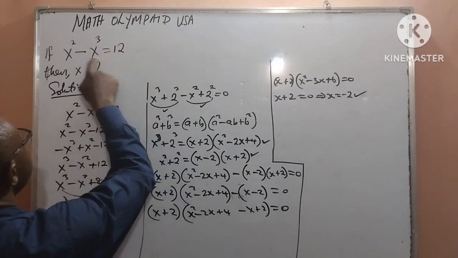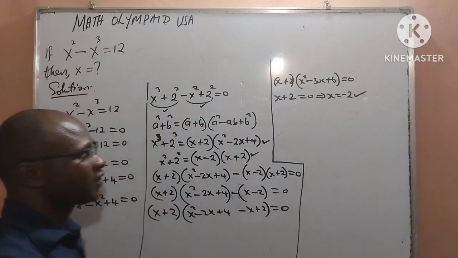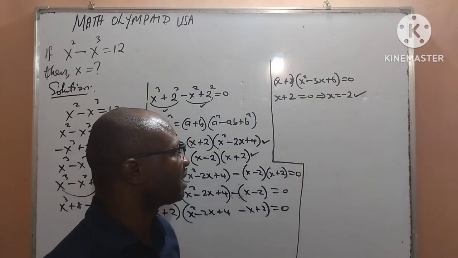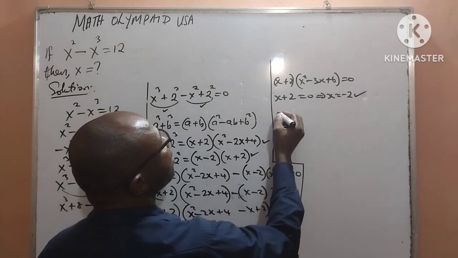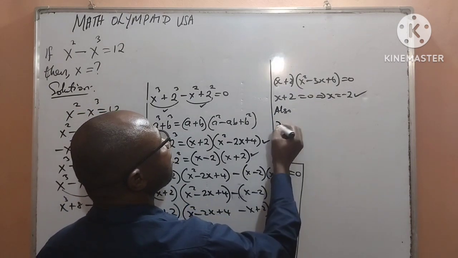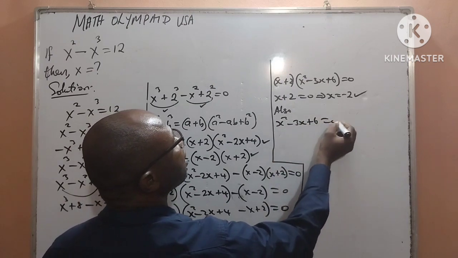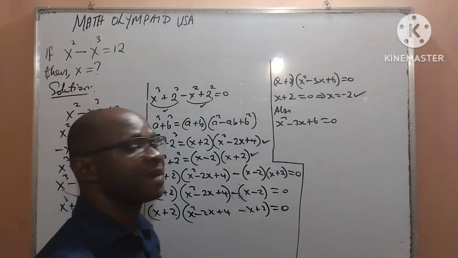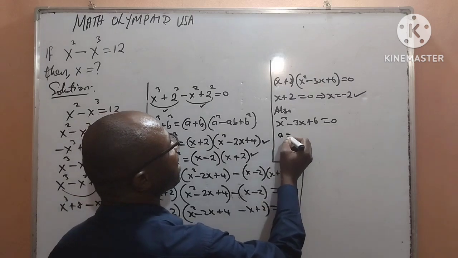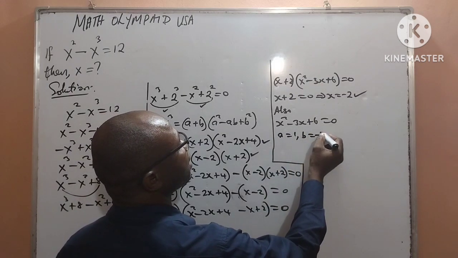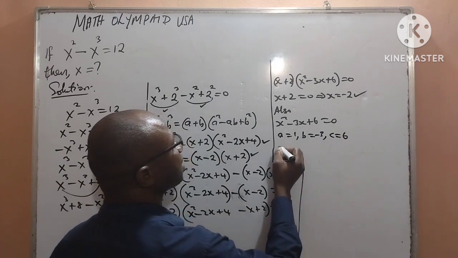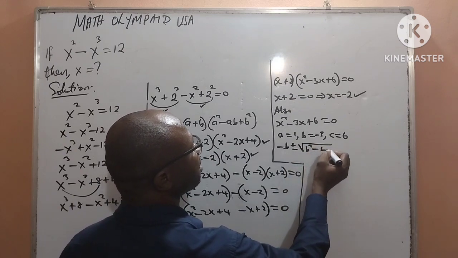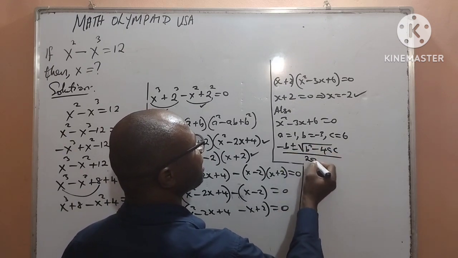Okay? In the given expression, x cubed plus x squared equal to 12, I have gotten the first value of x, which is equal to negative 2. Now, from the second bracket, I have x squared minus 3x plus 6 equal to 0. Looking at this, it is a quadratic equation, and let us solve it by quadratic formula. Here, the value of my a is 1, my b is equal to negative 3, and the value of c is 6. So, quadratic formula says that minus b plus or minus the square root of b squared minus 4ac, all divided by 2a.